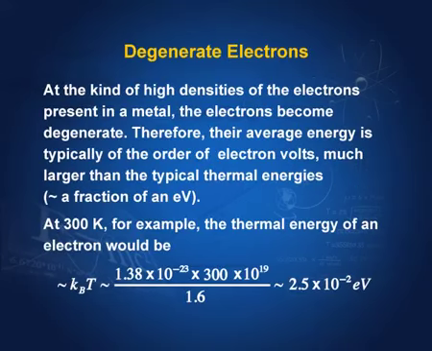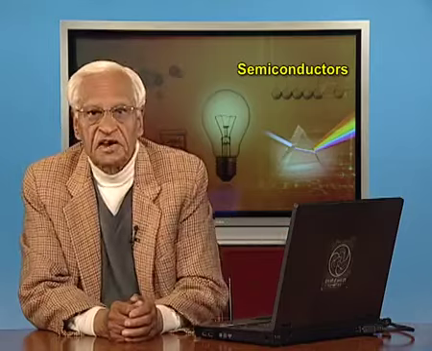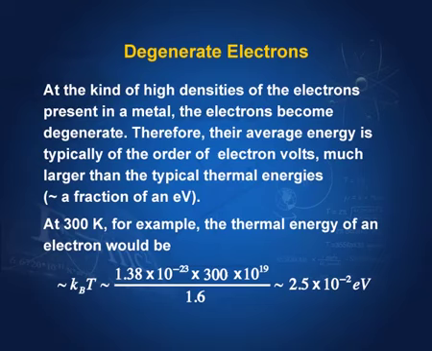At the kind of high densities that we have in metals of these free electrons, the electrons become degenerate. Therefore, their average energy is typically of the order of electron volts, much larger than the typical thermal energies. We calculate here the thermal energy at 300 K, for example, as k_B times T, where k_B is Boltzmann constant and T is temperature. This thermal energy is of the order of 10 to the power minus 2 eV, compared with the energy of the degenerate electrons, which is of the order of a few eV.